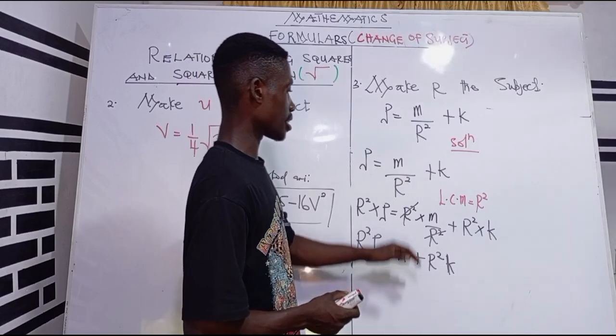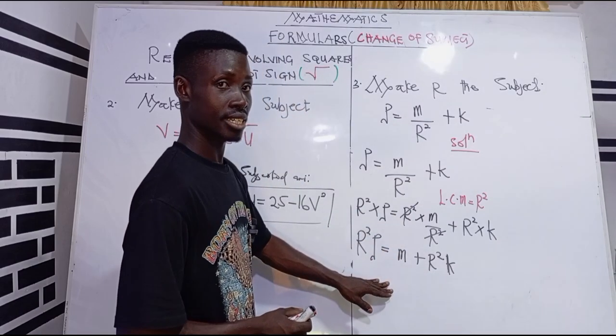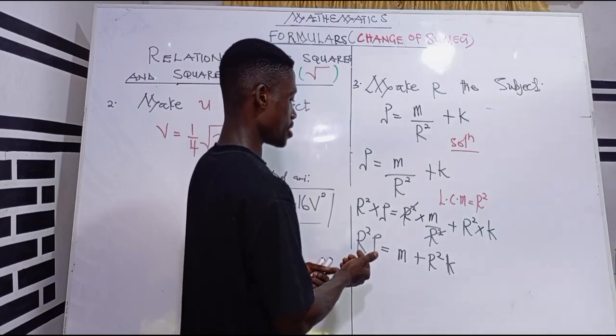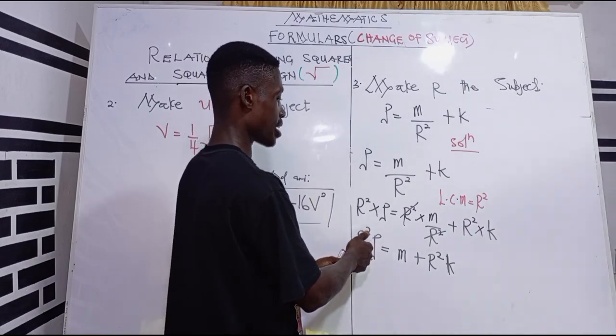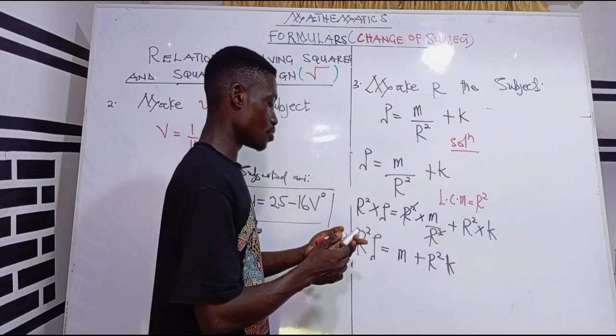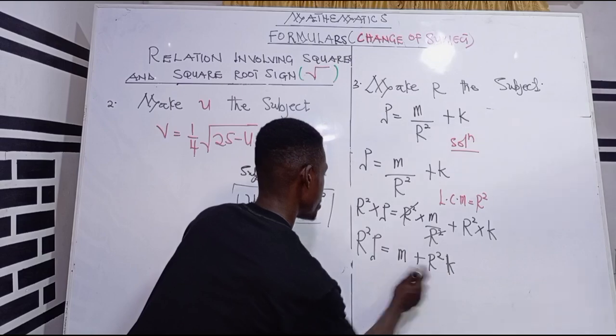So realize that the fraction has been eliminated. We now have a linear equation. Good. Now the intention is to make r the subject. So we have r here, r here. Why don't we group the r together? So let's do that.